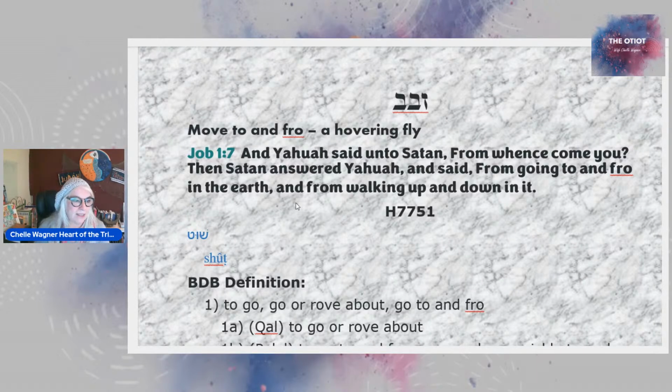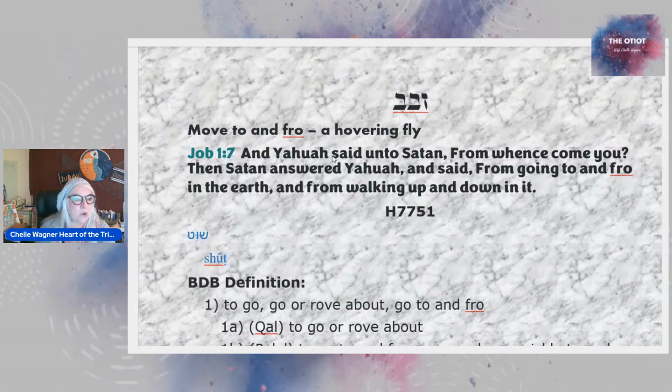Well, this just reminded me of this in Job. Job 1:7 says, and Yahuah said unto Satan, from whence come you? Then Satan answered Yahuah and said, from going to and fro in the earth, from walking up and down in it. Right? To move to and fro. Okay, so this is the function of what Zebub does. He moves to and fro like a hovering fly.